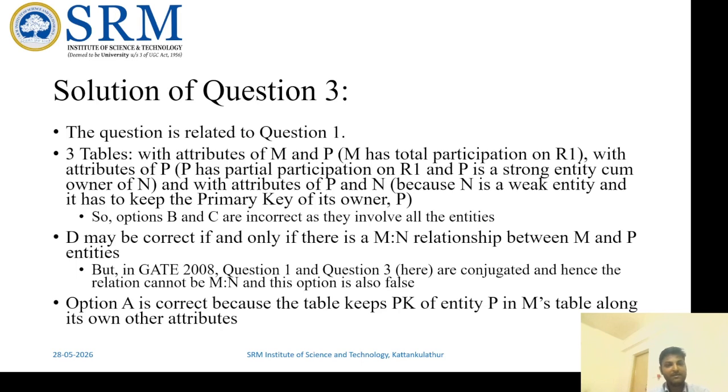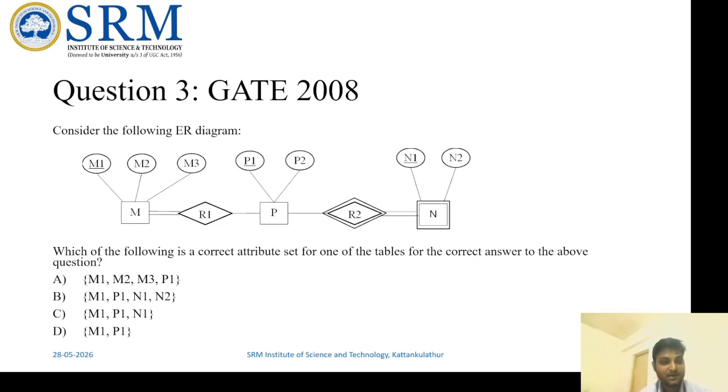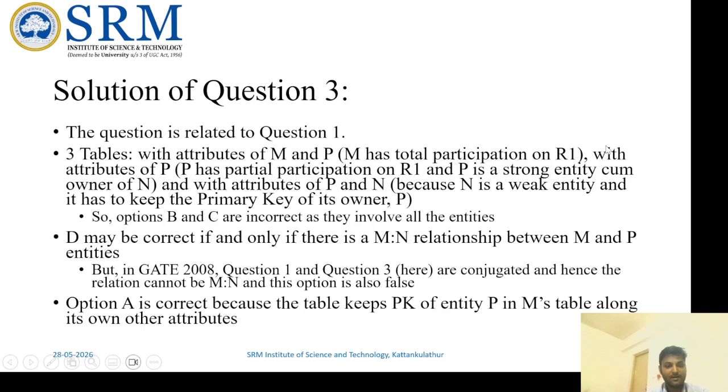Similarly, option D may be correct if and only if there is an M is to N relationship, because option D is saying M1, the primary key of the M entity, and P1, the primary key of the P entity. So it is only correct if the relation R1 has a separate table, and when a relation has a separate table, the cardinality must be M is to N. But as I have told, question number 1 and question number 3 are conjugated, and hence the relation cannot be M is to N, and this option is also false.